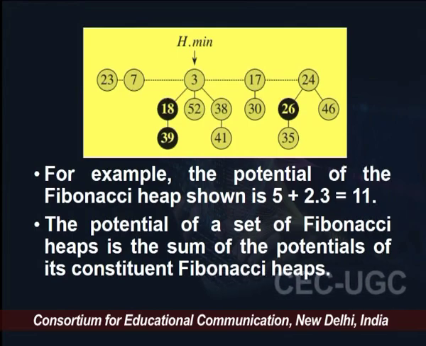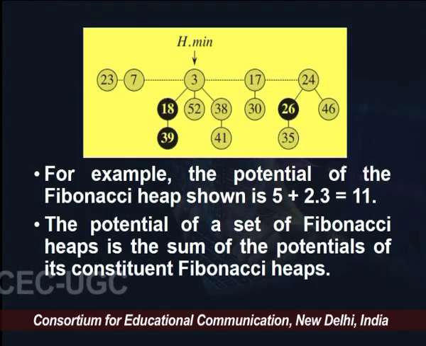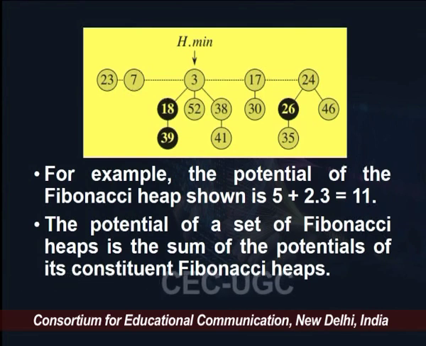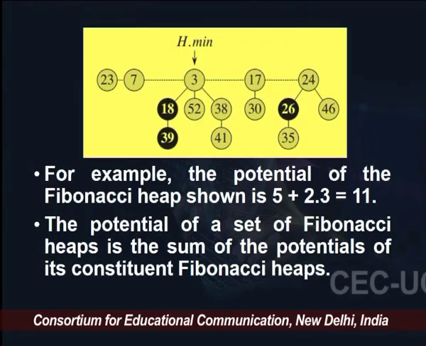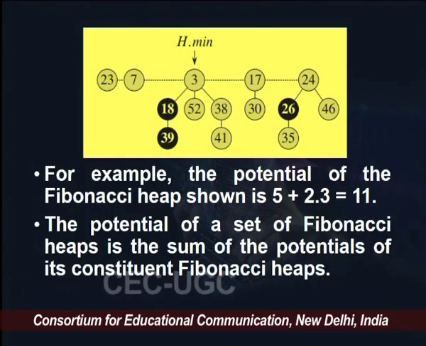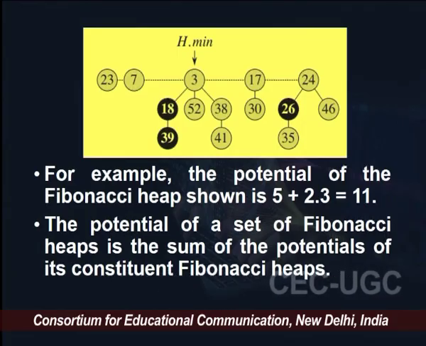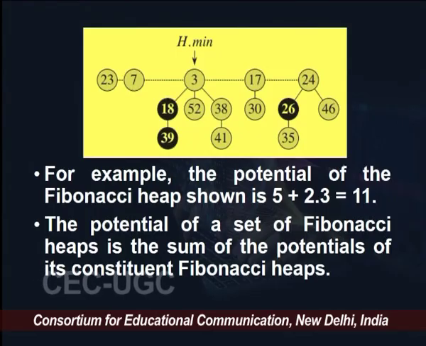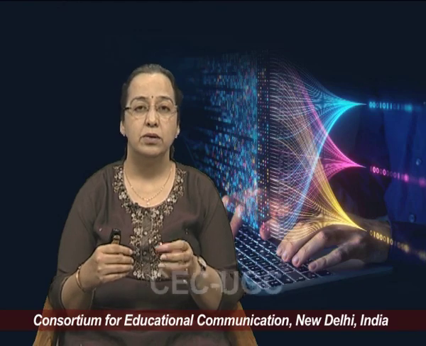The potential of a set of Fibonacci heaps is the sum of the potentials of its constituent Fibonacci heaps. So there can be various Fibonacci heaps, and we need to sum them up to calculate the potential of the overall set. I have told you about this potential function here because soon we will start with the operations of these Fibonacci heaps, and we will require this potential function, its meaning and its definition, in order to analyze the operations in an amortized way.